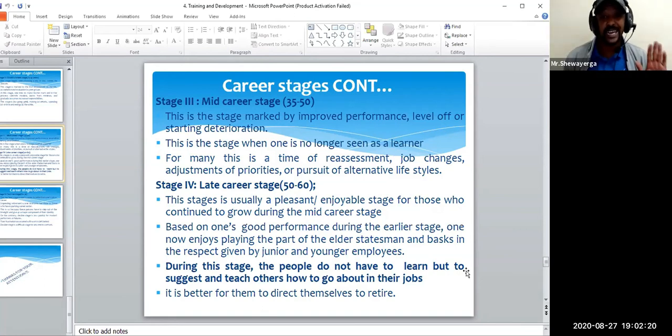Stage 4 is the late career stage. This stage is usually a pleasant or enjoyable stage. From 35 to 50 one runs, and from 50 to 60 is called the enjoyable stage. Whether this is true or not in our country context, I don't know.